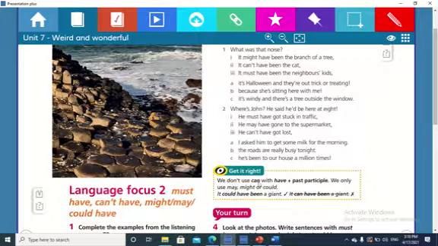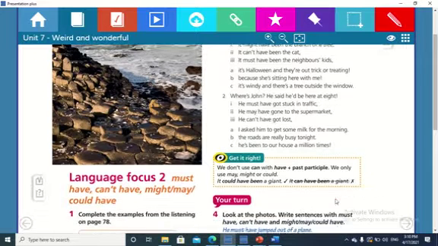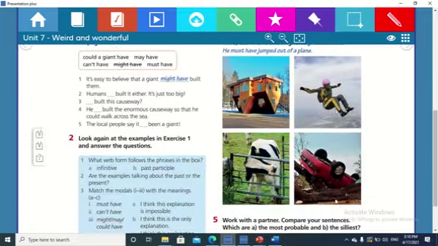Get it right, we don't use can with have plus past participle. We only use may, might, or could. It could have been a giant. Why do we use that? Of course, can in the present form expresses ability. It's not for speculation. What about your turn? Here, of course, you can express a speculation in the past or guessing about the past.